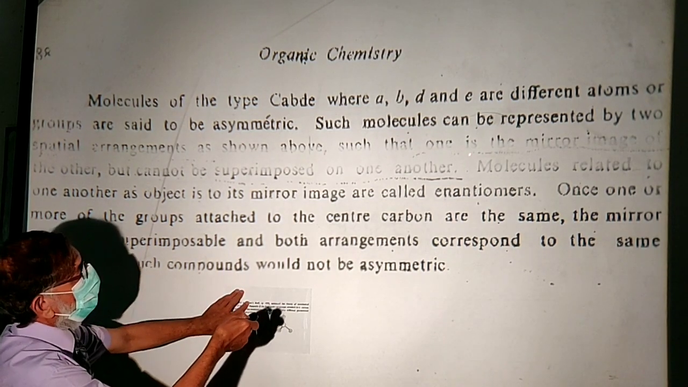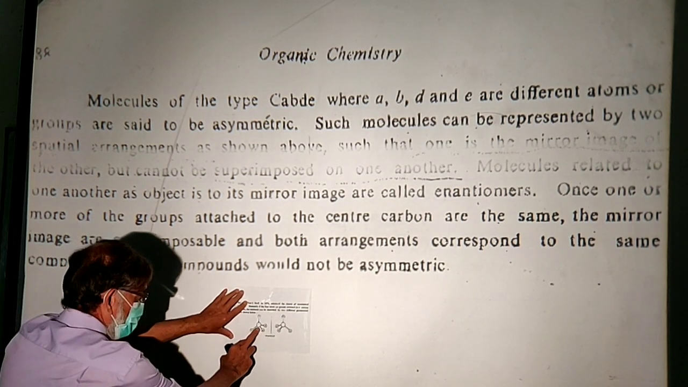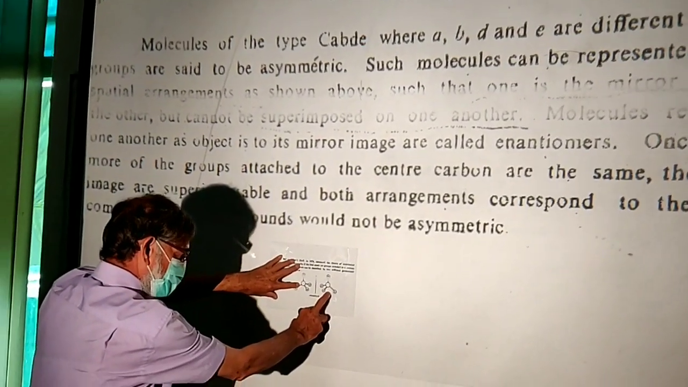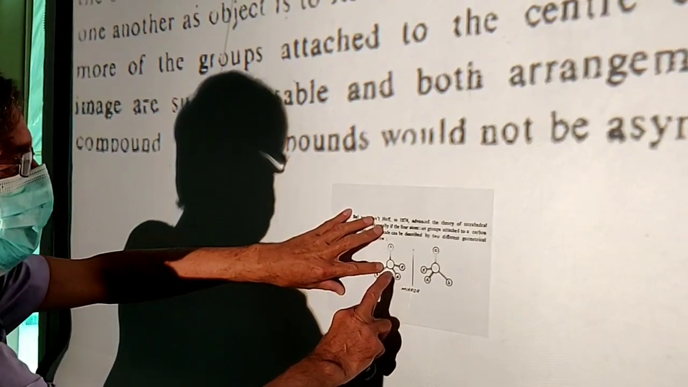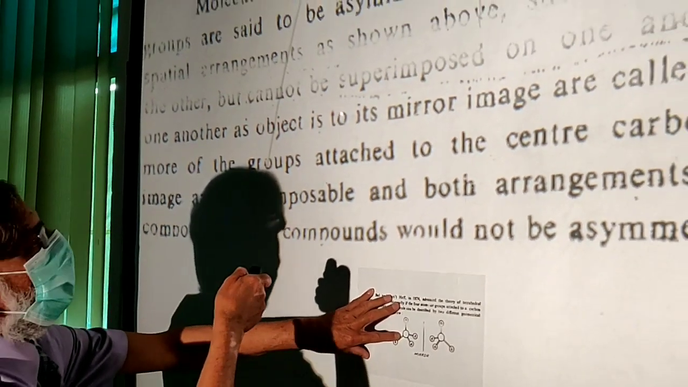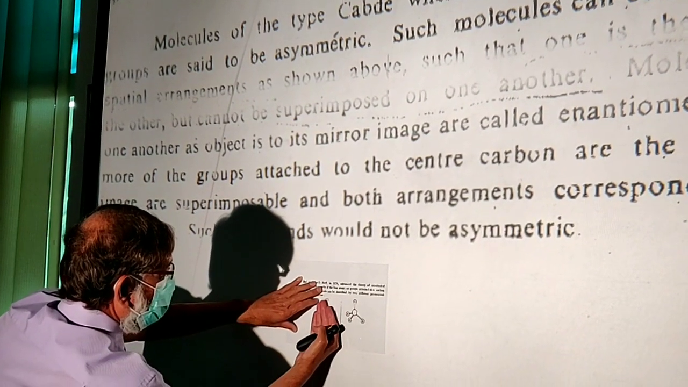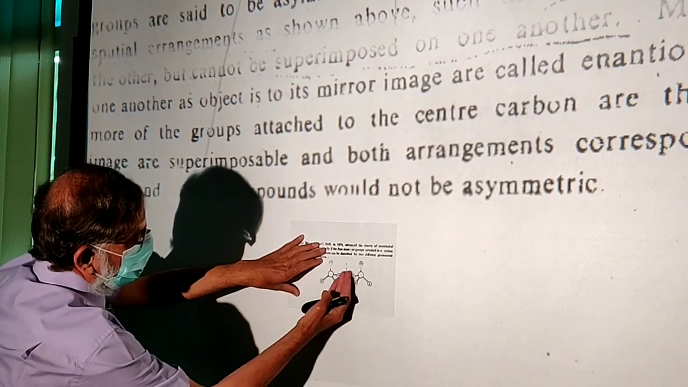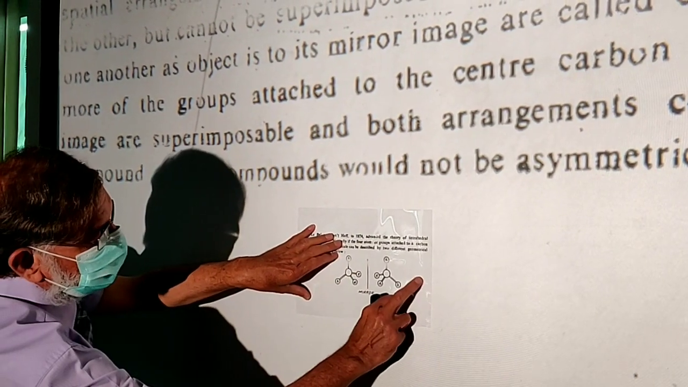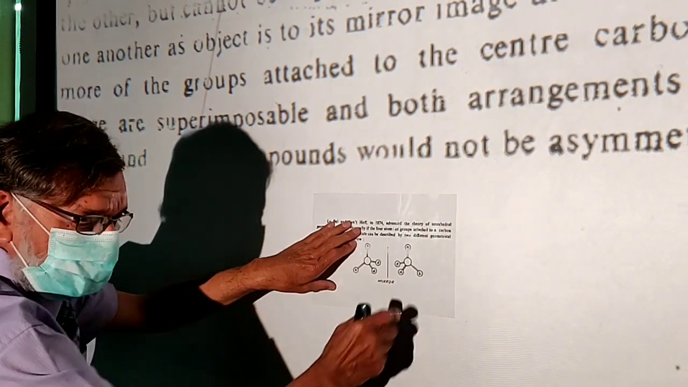Such that one is the mirror image of the other. This is object and this is mirror image, or this is object and this is mirror image. So now you can see object to mirror image, but they cannot be superposed on one another. If you place this upon it, would it fit exactly upon it? E would be here, D would be here, whereas these are on this side. So this is non-superimposable.